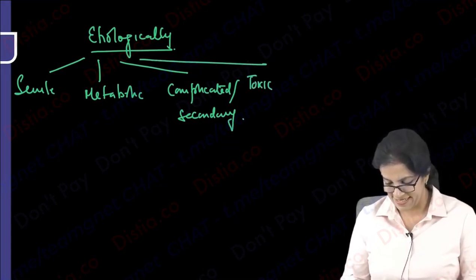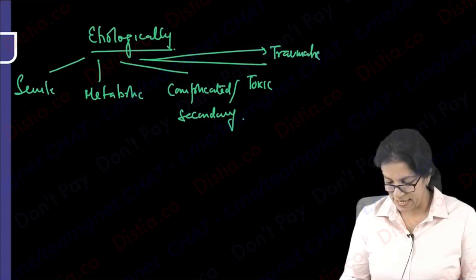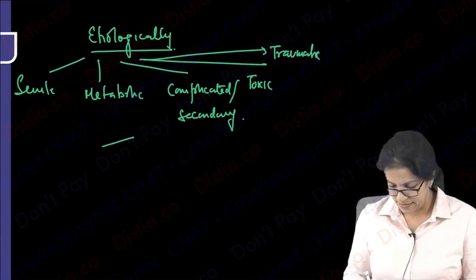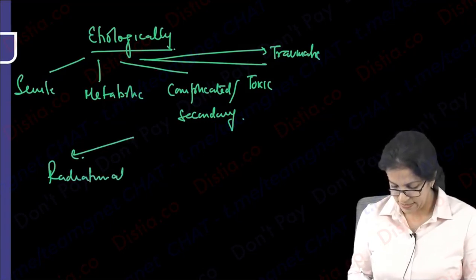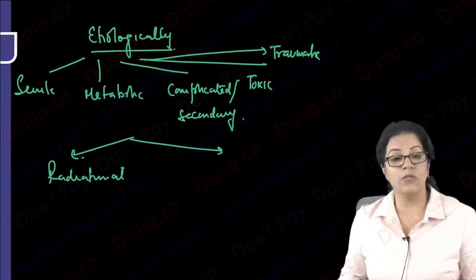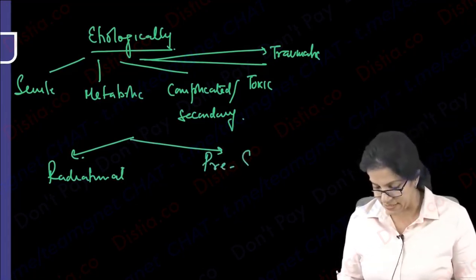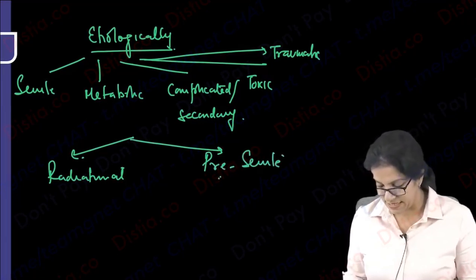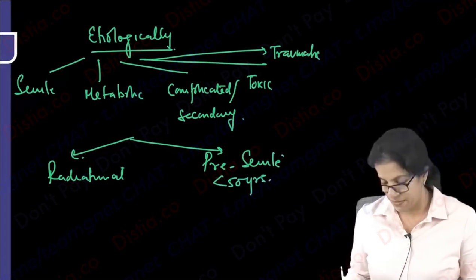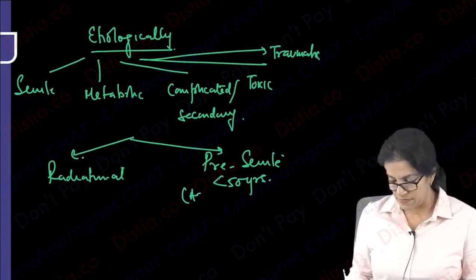Toxic cataract, traumatic, and we write it here, radiational, and also associated with systemic disease, which we call pre-senile cataract. One is senile, and when it is less than 50 years of age, we call it pre-senile cataract. Okay, so associated with systemic disease.